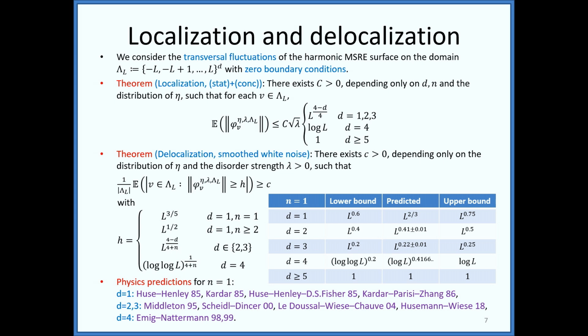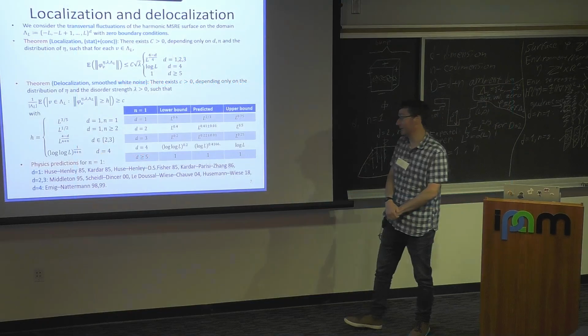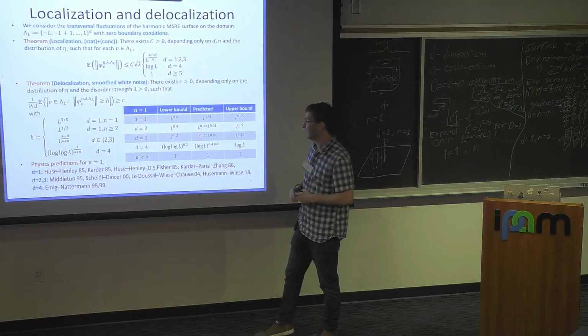In dimension 2, the predicted roughening exponent is 0.41, and we get it between 0.4 and 0.5. In dimension 3, 0.22, we get between 0.2 and 0.25. Here it's predicted to be a power of log L. I should say these are numerical simulations, and this is a functional renormalization group argument. This one we took from Emig and Nattermann, and we get between log L and log L to 0.2. So we have these general features and bounds.